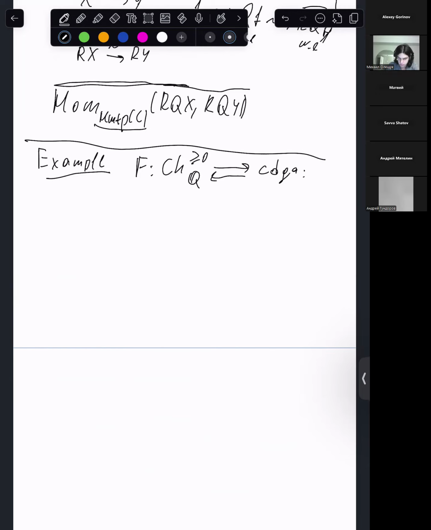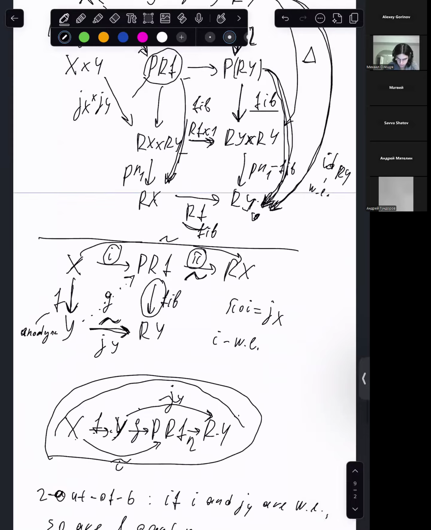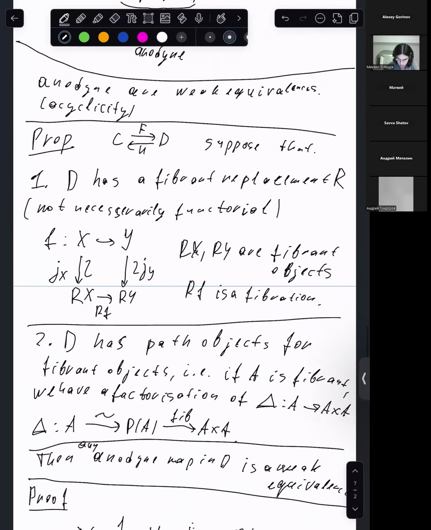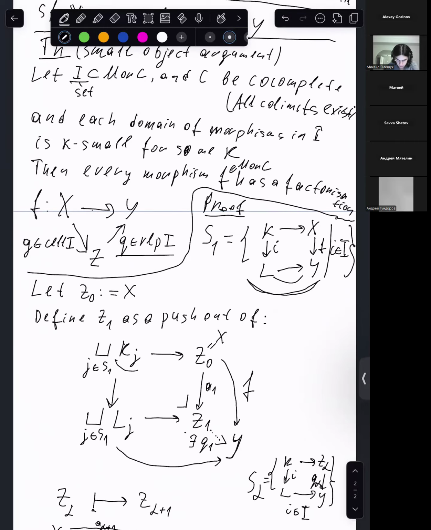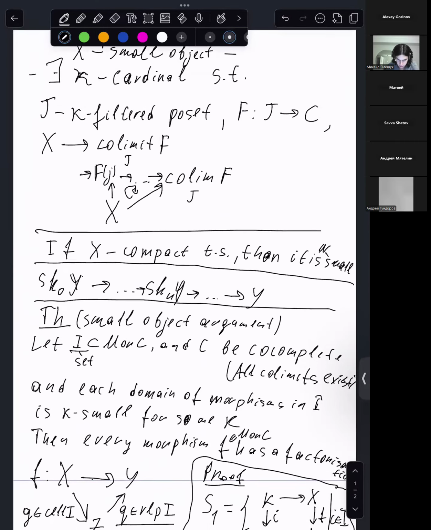It's a forgetful functor, and it will be graded, from CDJs to chain complexes. So we want to check the conditions from our two propositions.